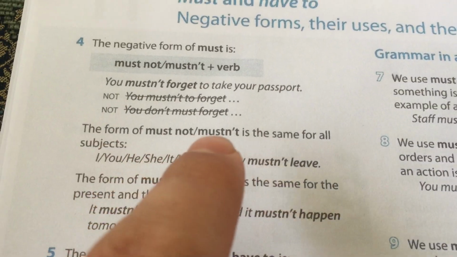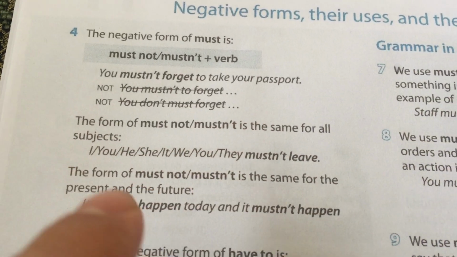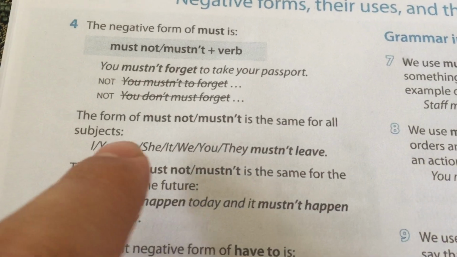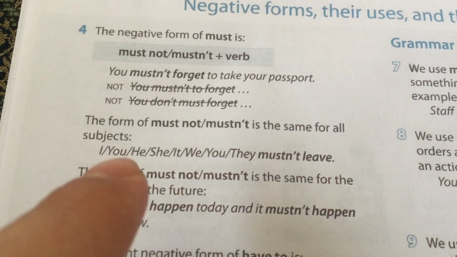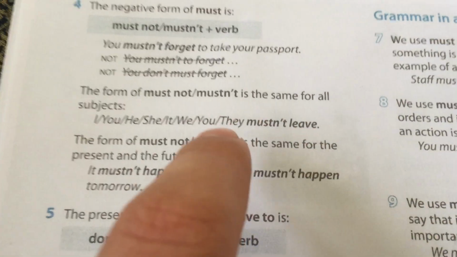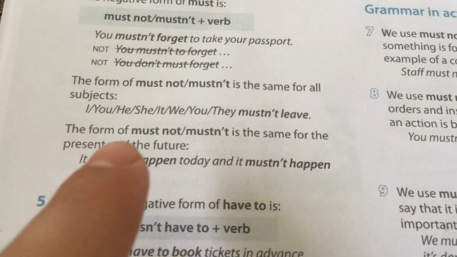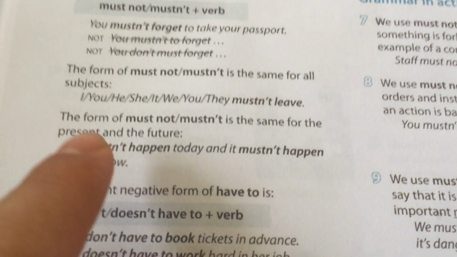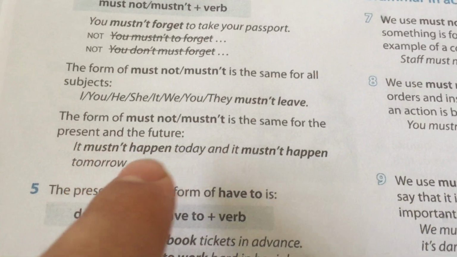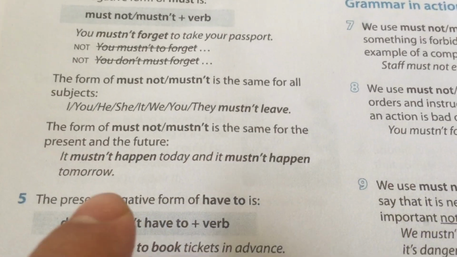The form of mustn't is the same for all subjects. I mustn't leave. You mustn't leave. He mustn't leave. She mustn't leave. So the same for all subjects. The form of must not, mustn't is the same for the present and the future. It mustn't happen today and it mustn't happen tomorrow.